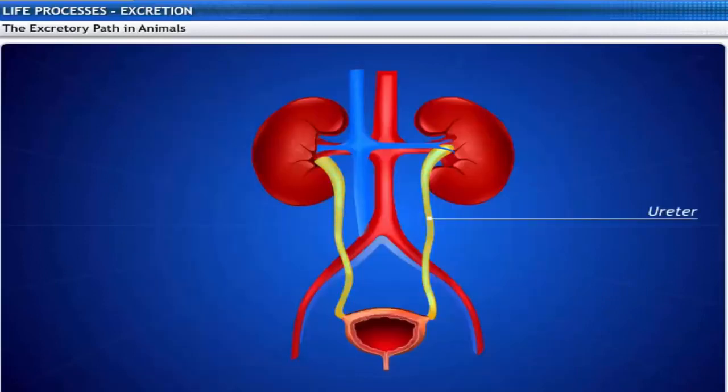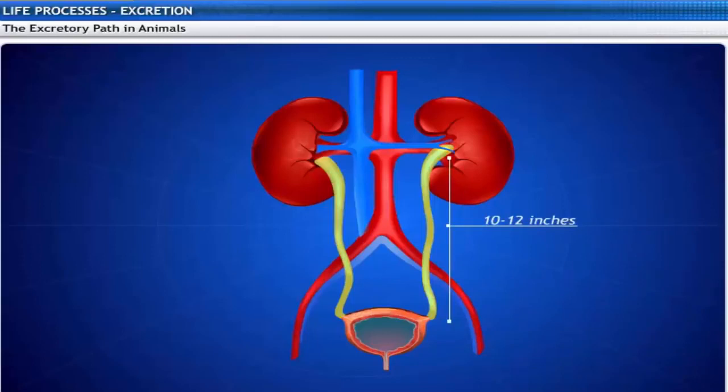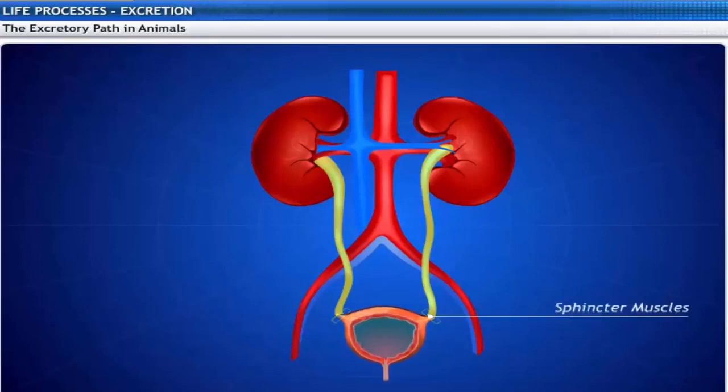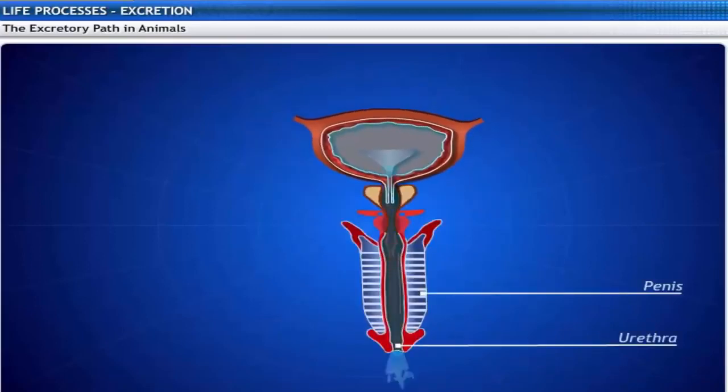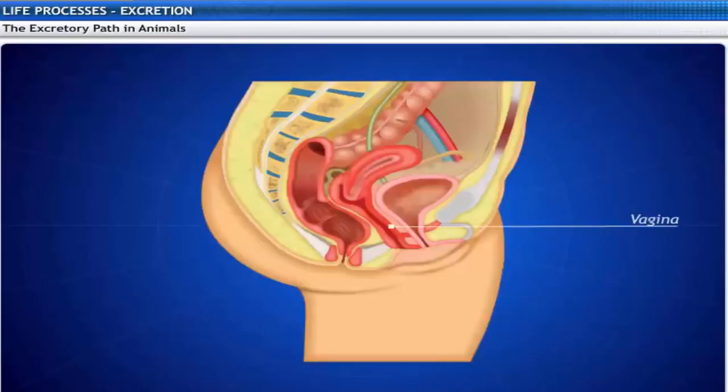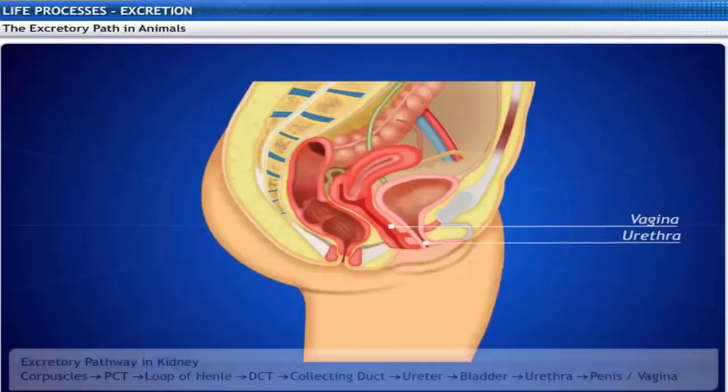Two ureters carry urine from the renal medulla to the bladder. Each ureter is about 10 to 12 inches long. The bladder is muscular and bulges when urine enters it and contracts when urine passes through. Two sphincter muscles are located where the bladder and the urethra meet to prevent the reverse flow of urine into the ureters. The urethra carries urine to the outside of the body. The urethra emerges through the penis in males and close to the vagina in females.